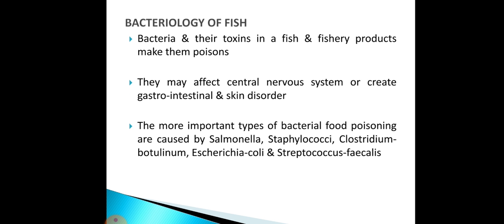Then we will discuss the bacteriology of fish. Bacteria and their toxins in fish and fishery products make them poisonous. They may affect the central nervous system and create gastrointestinal and skin disorders. The more important types of bacterial food poisoning are caused by Salmonella, Staphylococci, Clostridium botulinum, Escherichia coli, and Streptococcus faecalis.